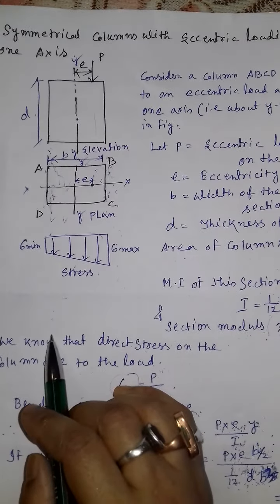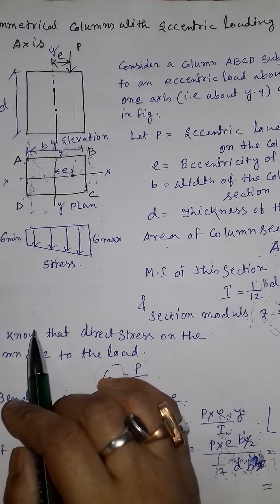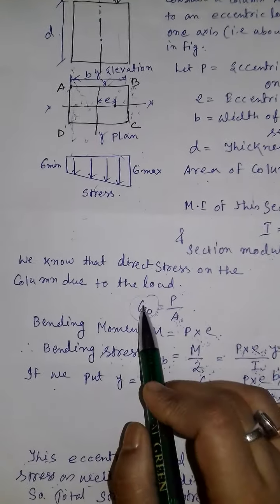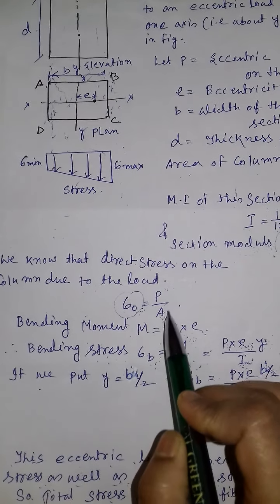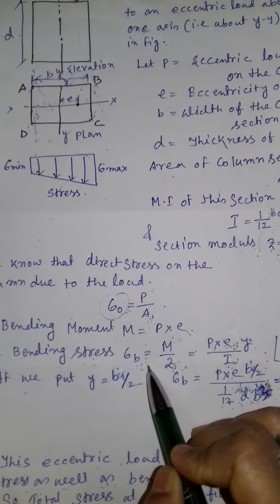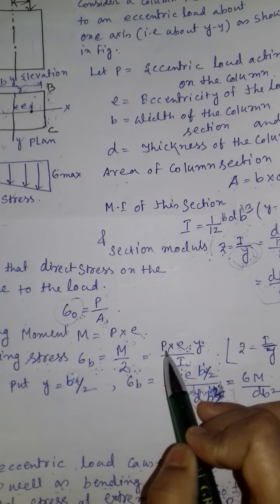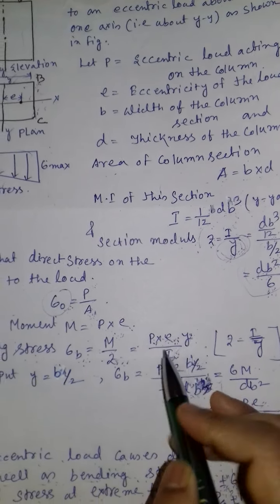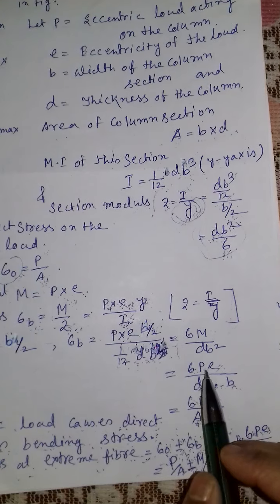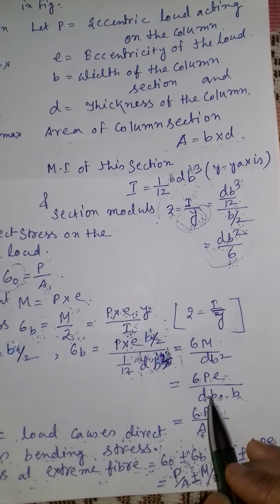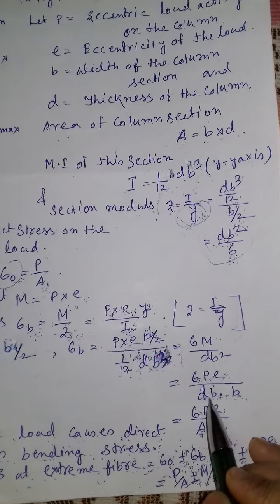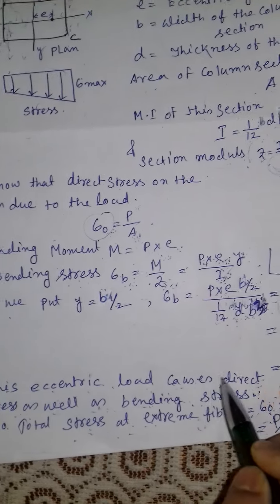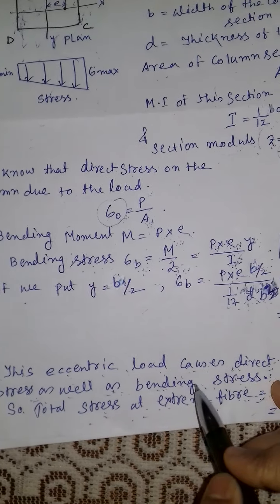We know that a column with eccentric loading has two stresses, one is direct stress and another is bending stress. So direct stress we can write sigma 0 is equal to P by A, and the bending stress we can write sigma b is equal to M by Z. Here M we put P into e and Z is I by y. So putting all these values it becomes 6 P into e by d b into b. Here d b we put A. So we can say this eccentric load causes a direct stress as well as bending stress.